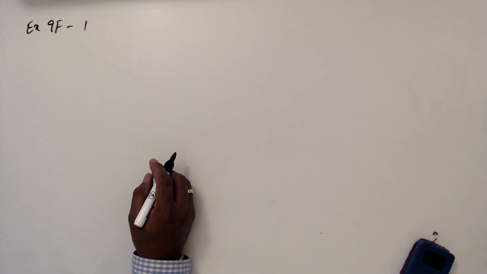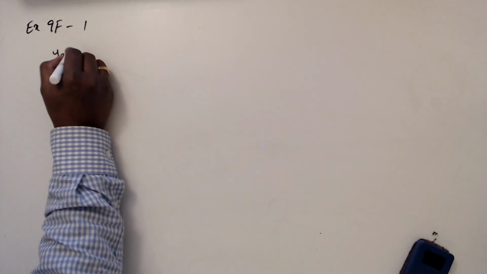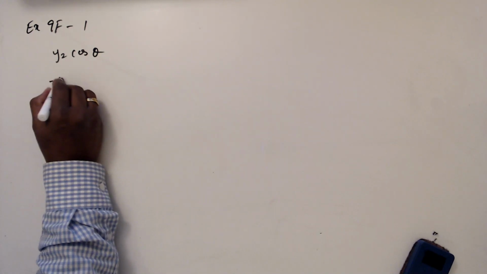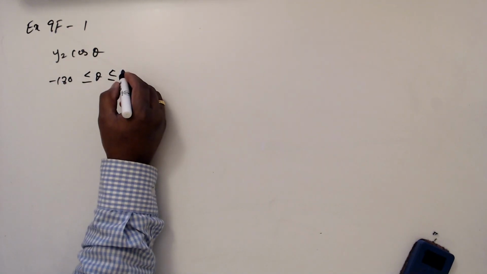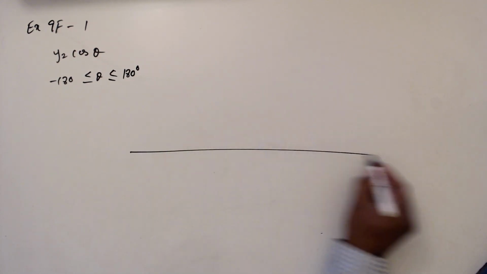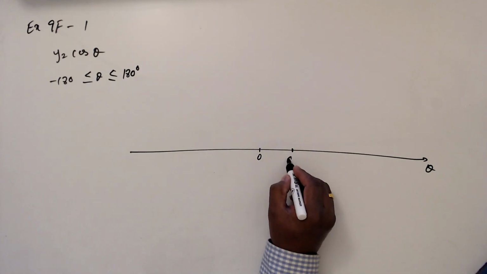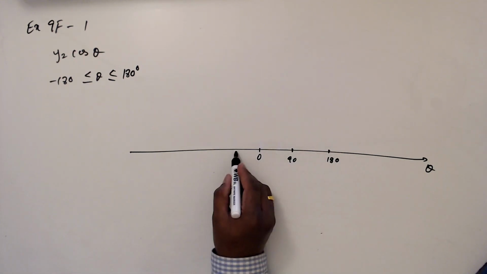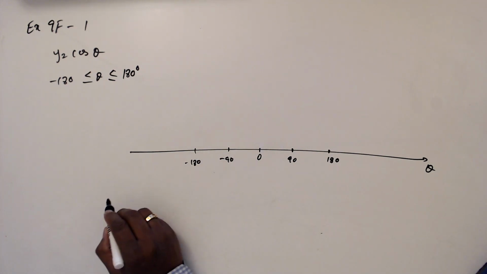Exercise 9F, question number 1. They want the y equals cos theta graph, and the interval is minus 180 less than or equal to theta less than or equal to 180. It means when you draw the graph, this is the theta axis, right? This is 0. This is 90, 180 degrees, and this is minus 90 and minus 180.